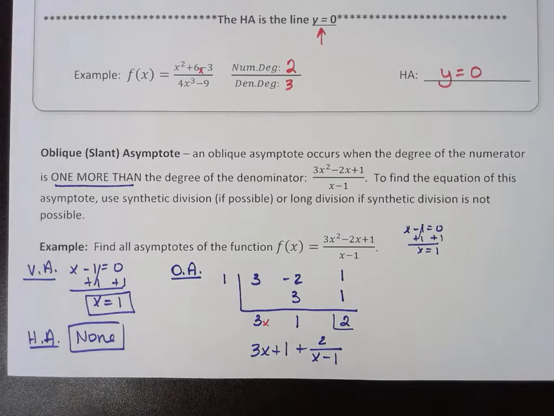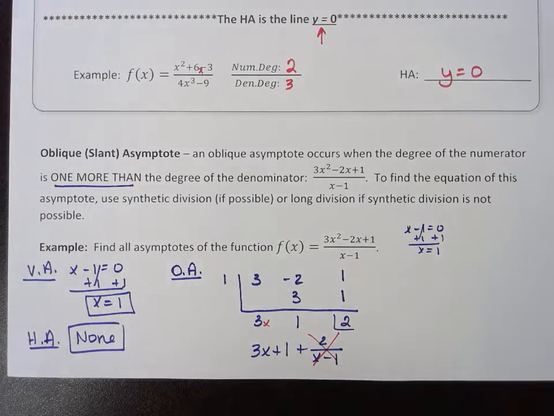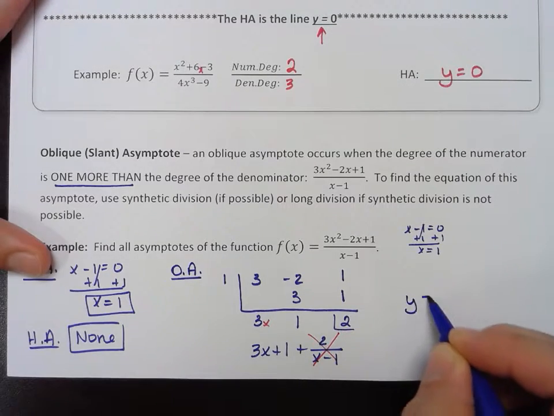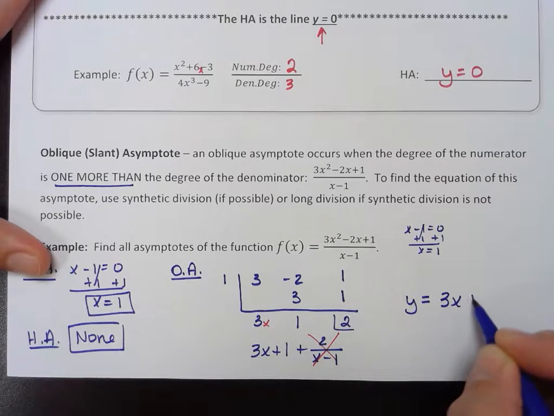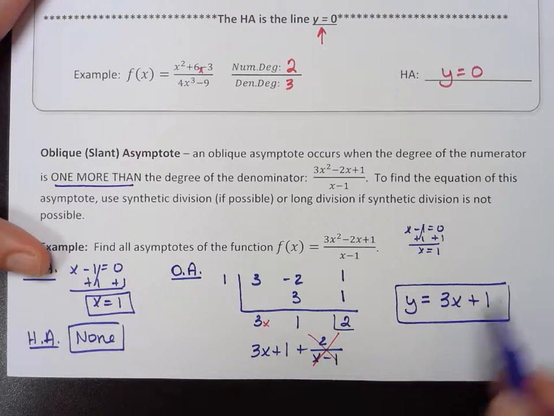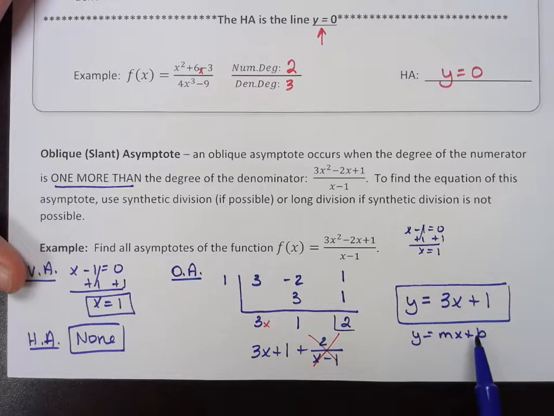Well, whenever you're looking for an oblique asymptote, you don't need the remainder part. All you care about is the equation you get from the quotient. It's y equals 3x plus 1. And you can see this is in y equals mx plus b form, right? So you can tell that this is a linear equation. So if you graph this, it will be a straight line, and it's slanted such that the slope is 3. So this is going to be your slant or your oblique asymptote.